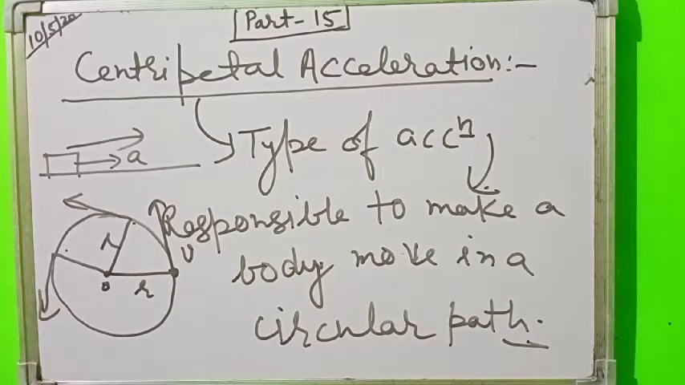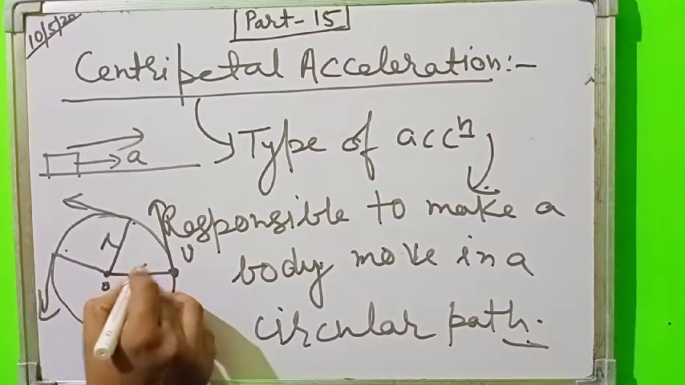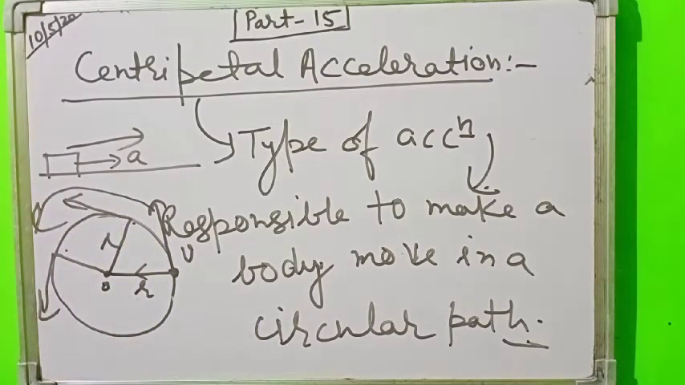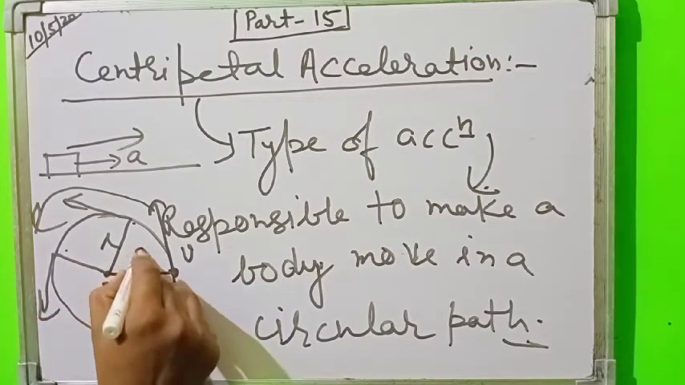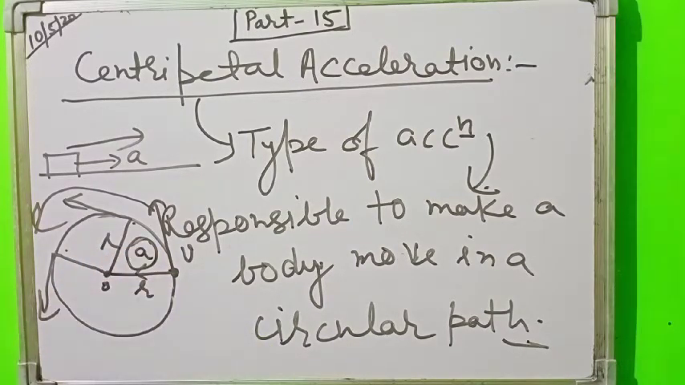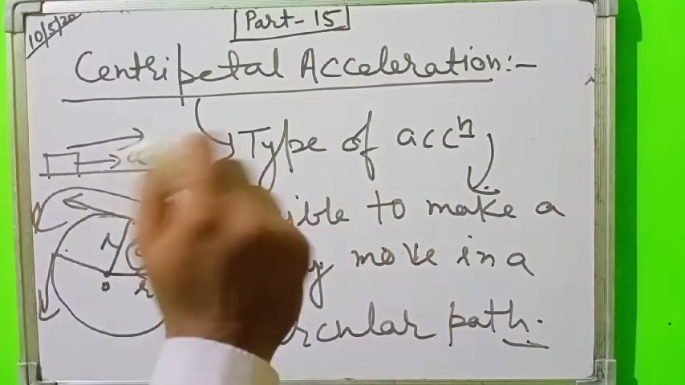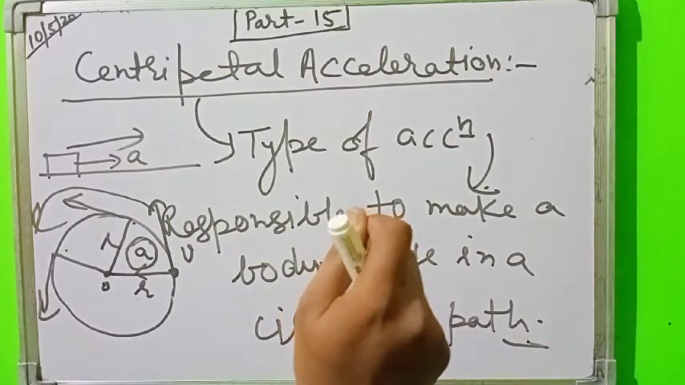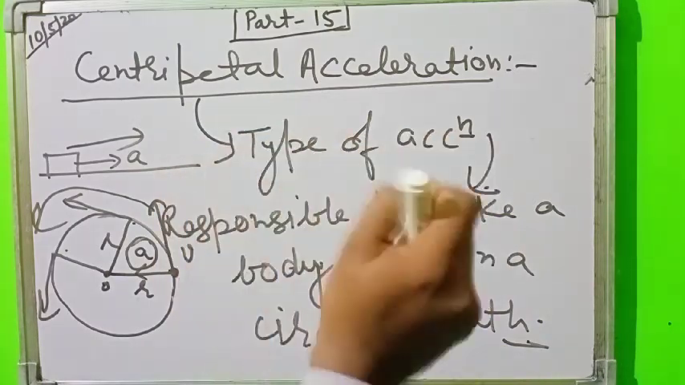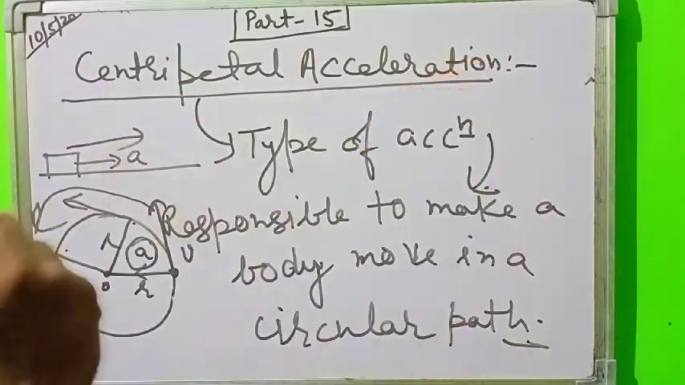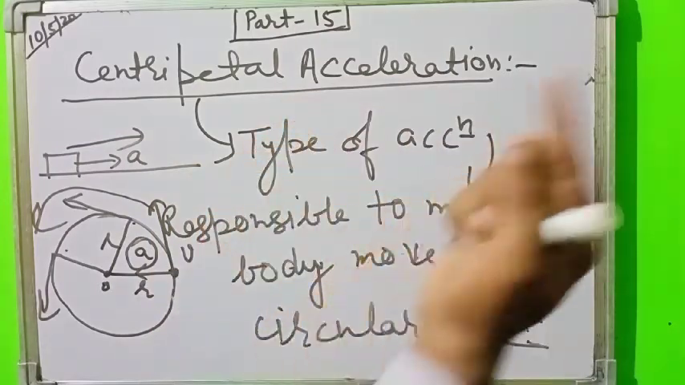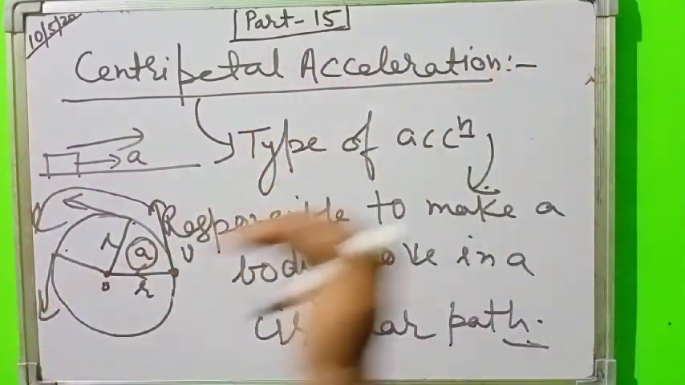It means that a certain force is responsible for the change in velocity, because without force there is no acceleration, and in the direction in which the force is acting, in the same direction there is the acceleration. Suppose you take a stone and tie it with a rope, and then start moving the rope in a circular path, means you are giving a force in this direction.